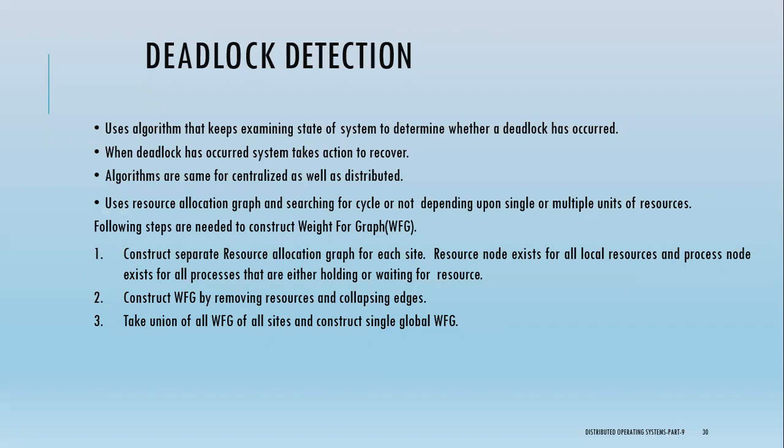The following steps are needed to construct a wait-for graph. Number one, construct a separate resource allocation graph for each site. A resource node exists for all local resources and a process node exists for all processes that are either holding or waiting for a resource. Number two, construct a wait-for graph by removing resources and collapsing edges. Number three, take the union of the wait-for graphs of all sites and construct a single global wait-for graph.